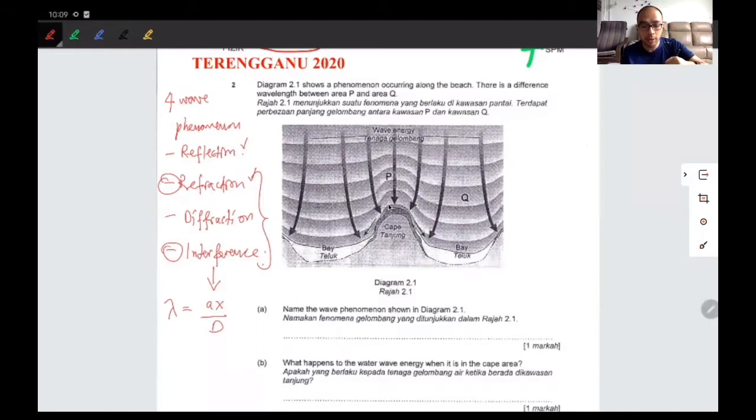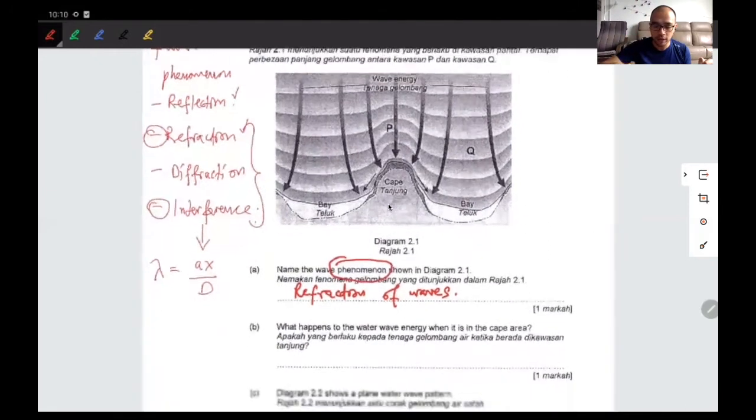This is pembentukan teluk dan tanjung, the formation of bay and cape, which is refraction. Refraction of waves is the wave phenomenon. Remember, there are only four wave phenomena: reflection, refraction, diffraction, and interference. Let's remember that so that you don't get confused by the word, because this word always comes out, and you're supposed to name it only. So don't forget those four.